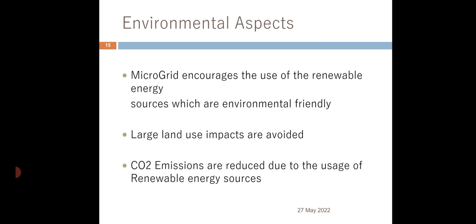Environmental aspects. A microgrid encourages the use of renewable energy sources, which are environmentally friendly. Large land use impacts are avoided. CO2 emissions are reduced due to the usage of renewable energy sources.